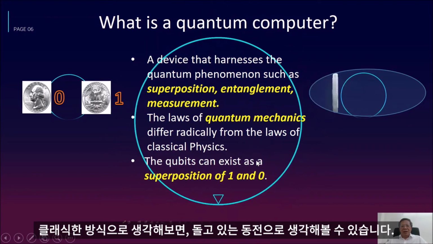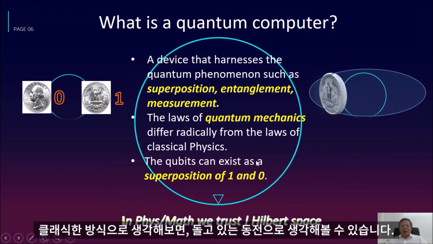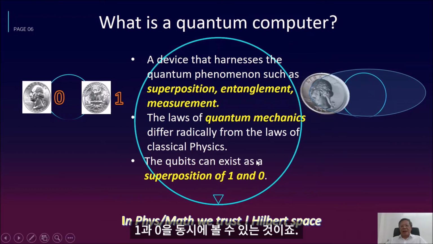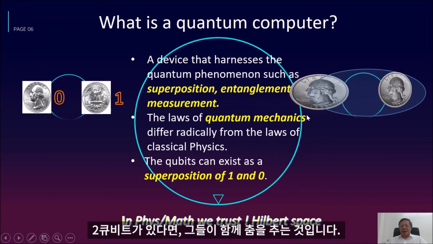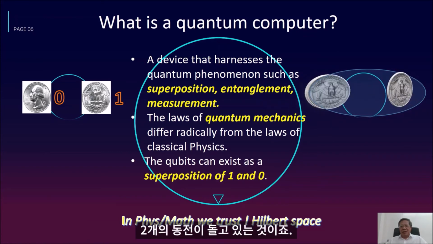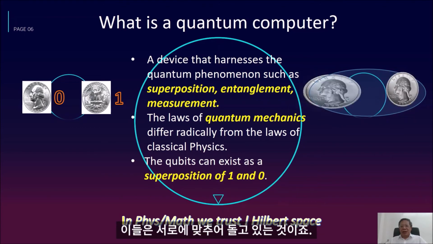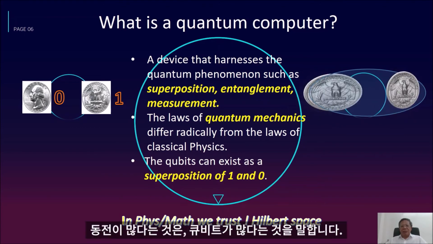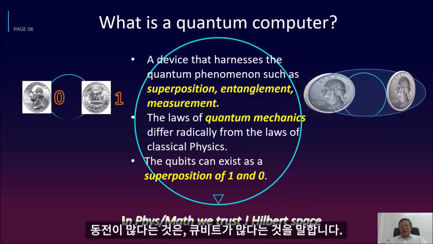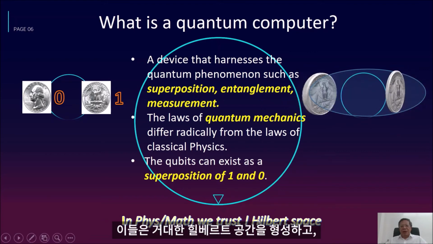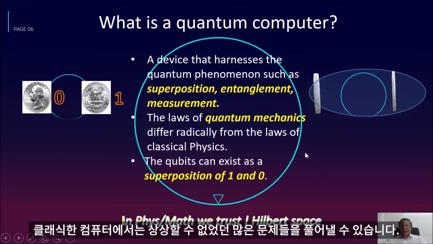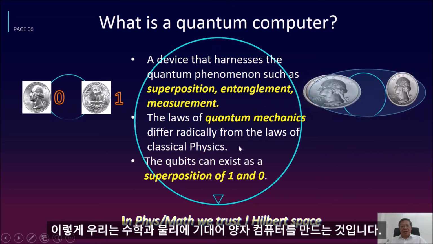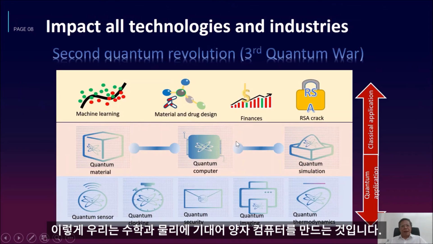If you want to think in a classical way, you can think of a rotating coin. It's 1 and 0; you can see both simultaneously. If you have two qubits, they are dancing together, two rotating coins dancing coherently and knowing each other. So with a lot of coins, with a lot of qubits, they can form a huge hyperspace and can solve a lot of physical problems never imagined by the classical computer. So it's really the math and the physics we trust to make the quantum computer.